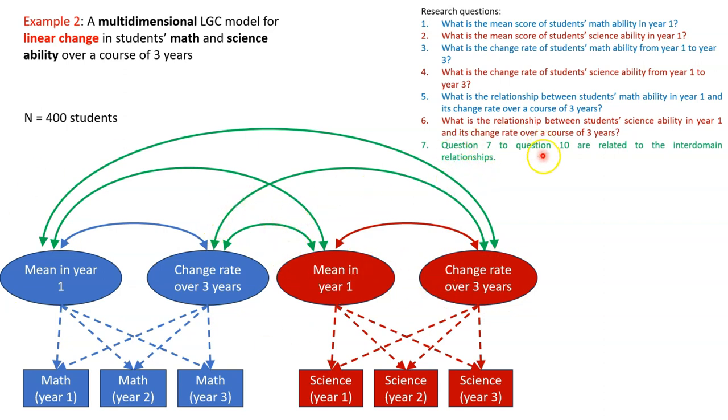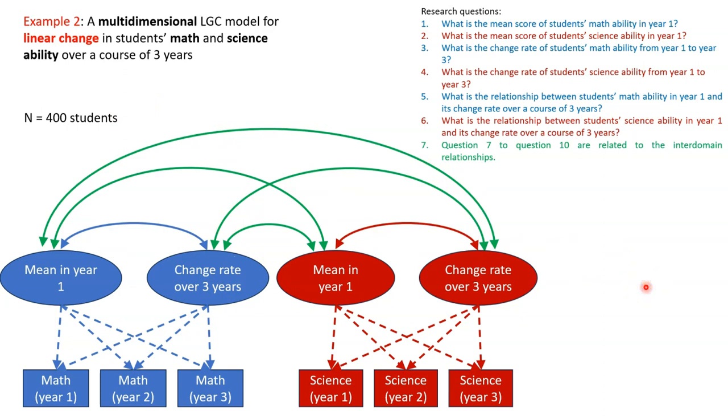We also have 4 research questions corresponding to these green double-headed arrows. For example, if you are interested in studying the relationship between change rate in math ability of the students with the change rate in science ability of the students over a course of 3 years, you can focus on this double-headed arrow and answer this research question. So overall, 10 research questions can be answered using this model.